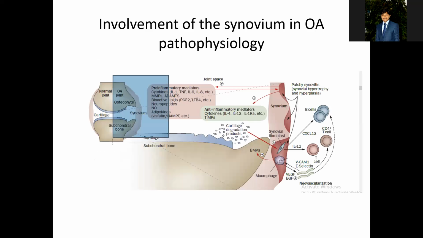Involvement of synovium in osteoarthritis: cartilage destruction occurs in osteoarthritis. Cartilage degradation products are taken up by the synovial fibroblasts, which increases T cells and B cells, which cause release of the pro-inflammatory mediators, which cause further damage of the cartilage. In addition to these cartilage degradation products, macrophages release bone morphogenic proteins, which induce osteophyte formation. So subchondral bone loss with osteophyte formation occurs in osteoarthritis.